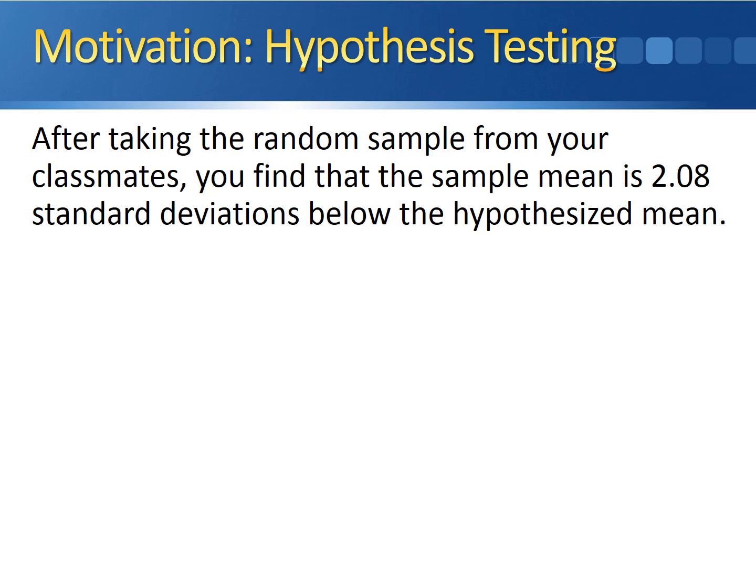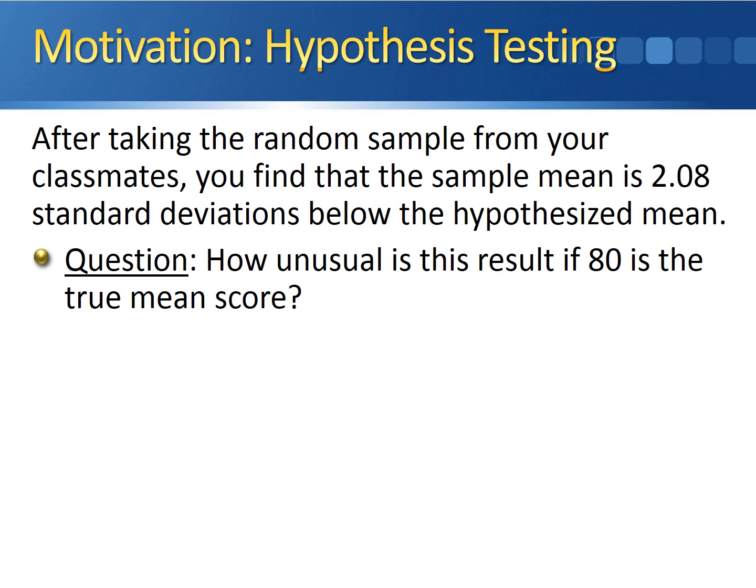We already know that our sample mean is 2.08 standard deviations below the hypothesized mean. We know that 74 is 2.08 standard deviations below our guess of 80. What we need to figure out now is how unusual this result is if 80 is the true mean exam score. How strange is it for us to get a sample mean of 74 if the true average exam score in the class is actually equal to 80?